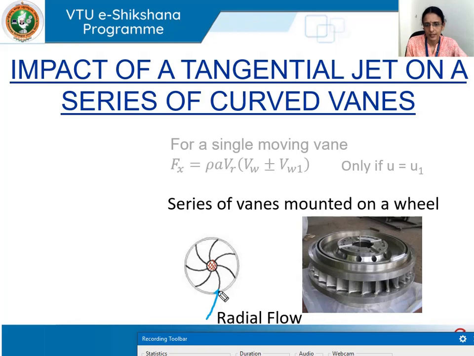So, in this case, if this is the direction of flow, we can say that this is radial flow. Water enters from the outer periphery, goes through the vanes and is collected at the inner periphery. A typical example is here, you can see a series of vanes mounted on a wheel. So, water enters from here, moves through the vane and is collected at the outlet. So, this becomes a case of a radial flow vane.